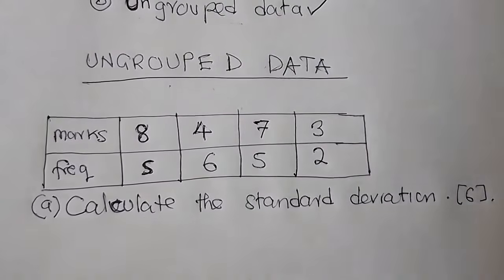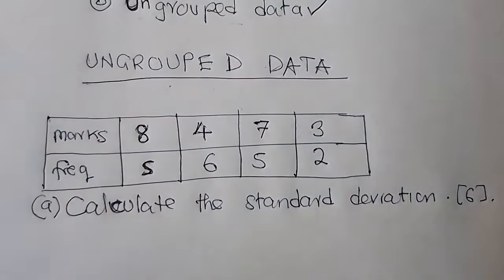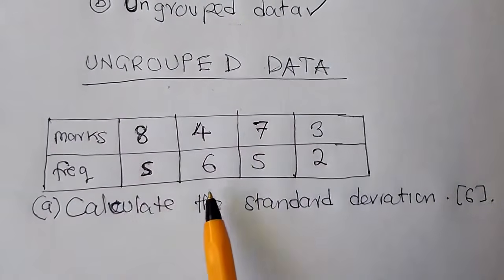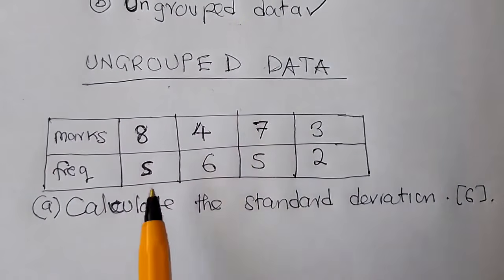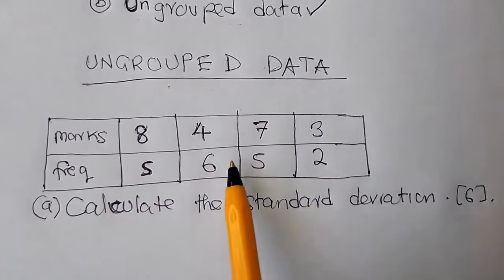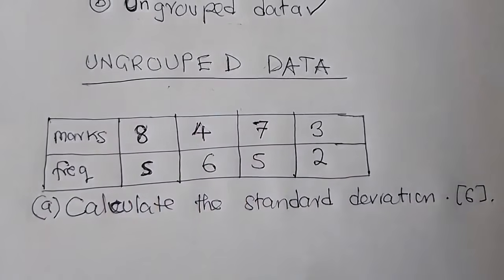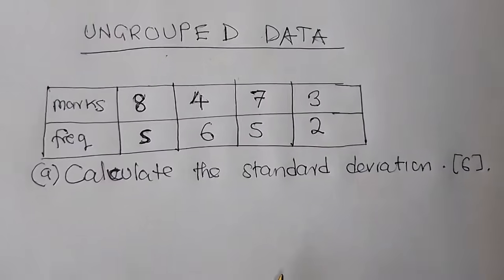There's nothing more to explain here. What you need to know is that a table that looks like this is the ungrouped data. And the same way I'm going to answer it, that's the same way you need to answer it.